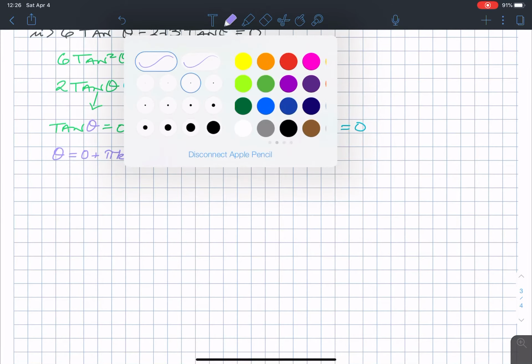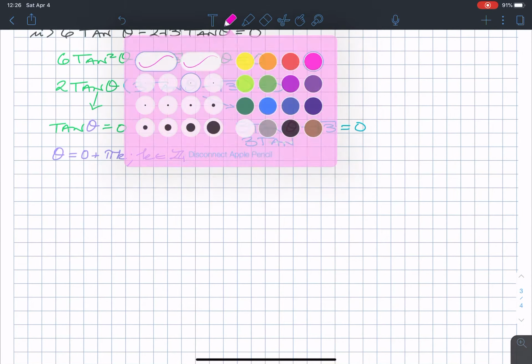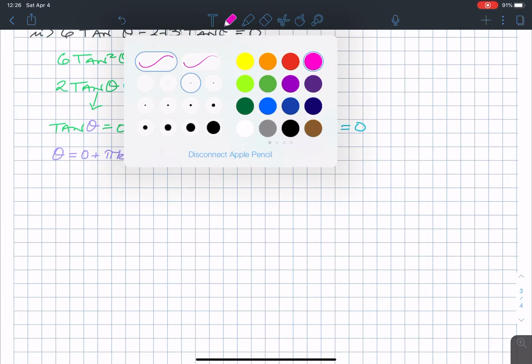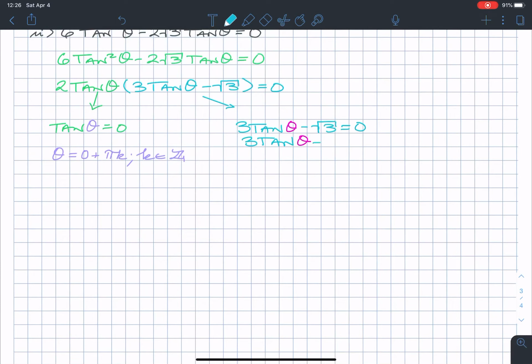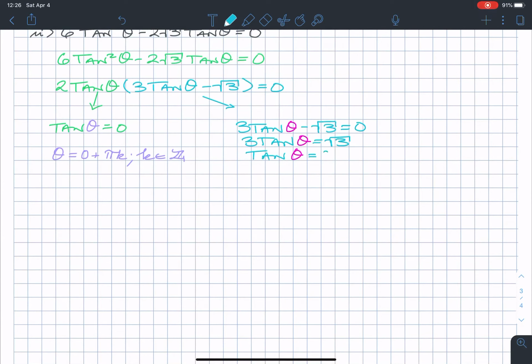And over here for the hot pink, let me first solve this. So adding root 3 to both sides, I have 3 times tangent of theta is the square root of 3. And then dividing by root 3, I have the tangent of theta is the square root of 3 over 3. And what I'm going to do is unrationalize that. So that's 1 over the square root of 3.